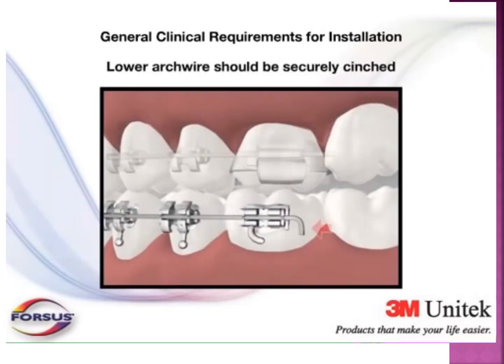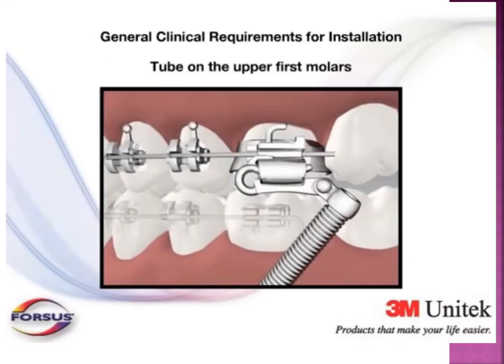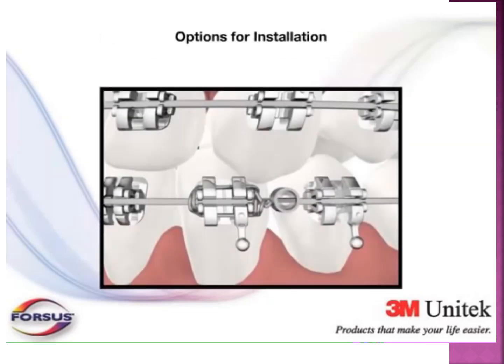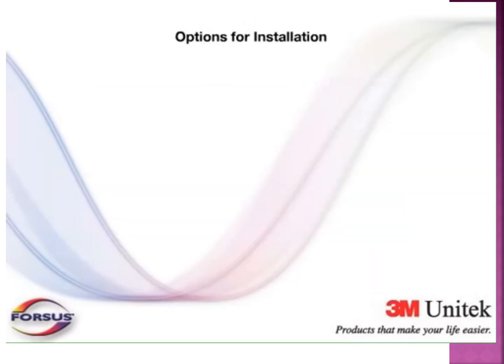Third, the lower arch wire should be securely cinched to control anchorage and mesial flaring of the lower arch. Fourth, the Forces Easy module requires the use of a buckle tube with a buccally offset occlusal headgear tube on the upper first molars. One option to avoid contact with the cuspid bracket is to place a stop, such as a Gurin lock, distal of the canine.